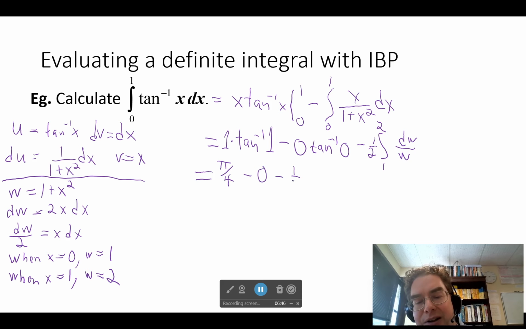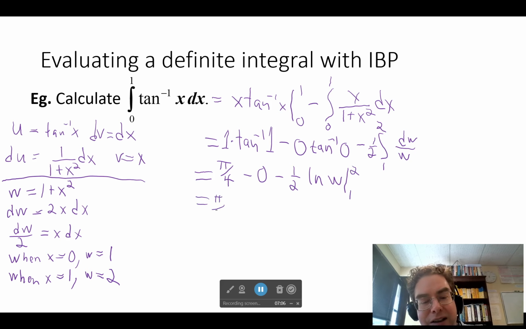Then we got our 1/2 out here still. Antiderivative, natural log of w. Again, you like to think about putting those absolute values on there, but we don't need them here because we are on a positive w interval anyway. Okay, and now we are getting close. We're just about home free here.